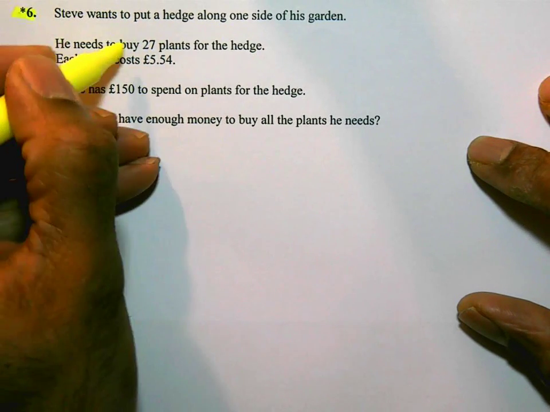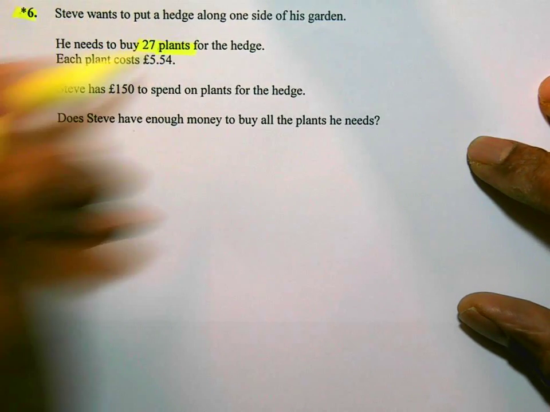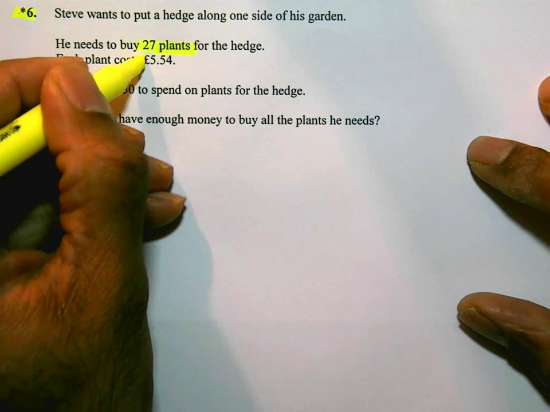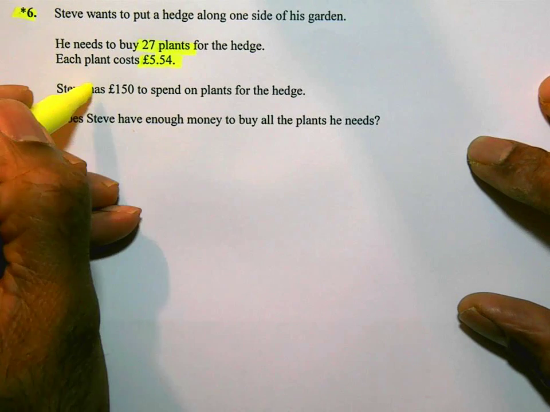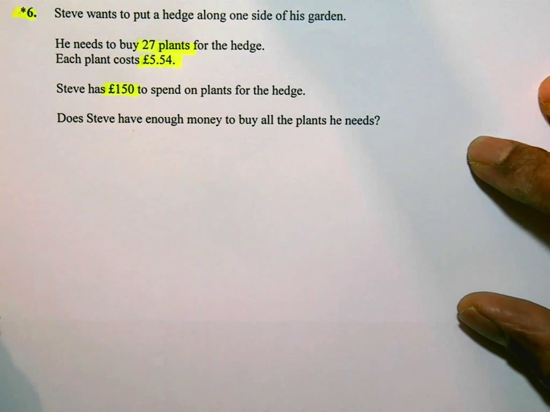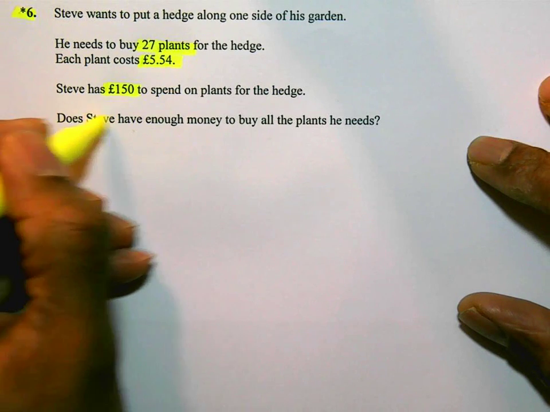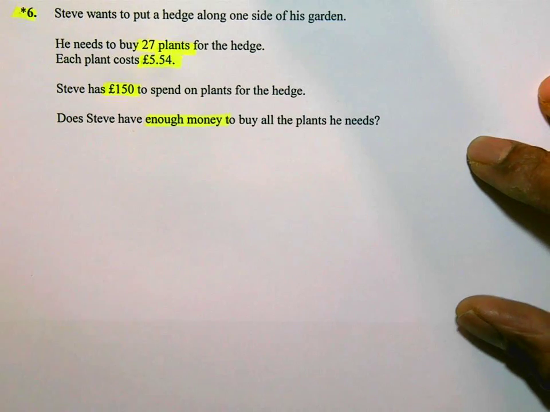He needs to buy 27 plants for the hedge. Each plant cost £5.54. Steve has £150 to spend on the plants for the hedge. Does Steve have enough money to buy the plants that he needs?